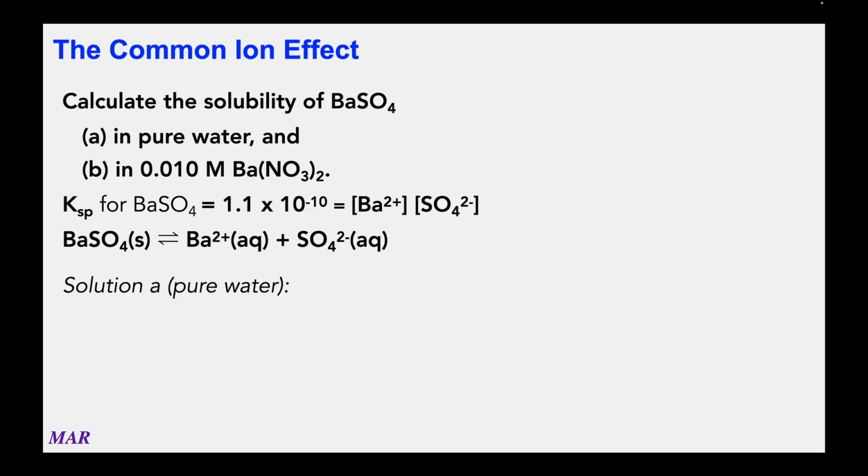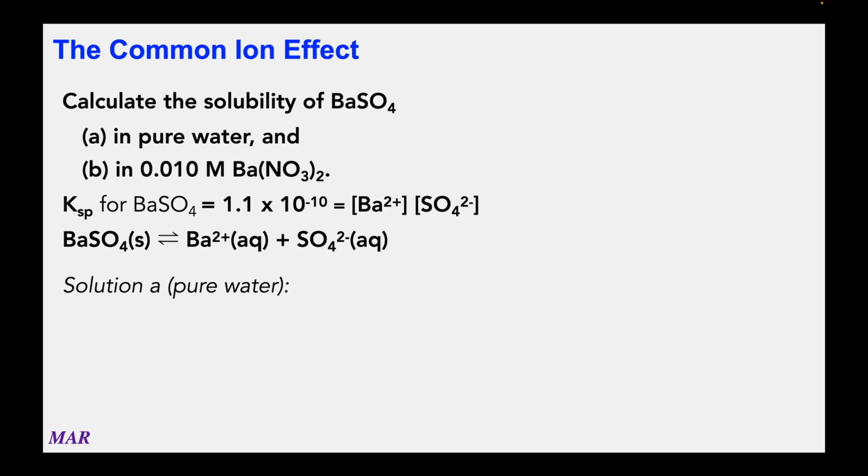So let's calculate the solubility of barium sulfate in pure water and in the presence of some barium ion. Now, barium nitrate is a compound that's very soluble in water. All nitrates are soluble. It'll break down into barium 2+ and nitrates. It's the barium 2+ we're going to be interested in here in part B. So for the first part, Ksp equals 1.1 times 10 to the minus 10 for this reaction. And notice that Ksp equals barium times sulfate.